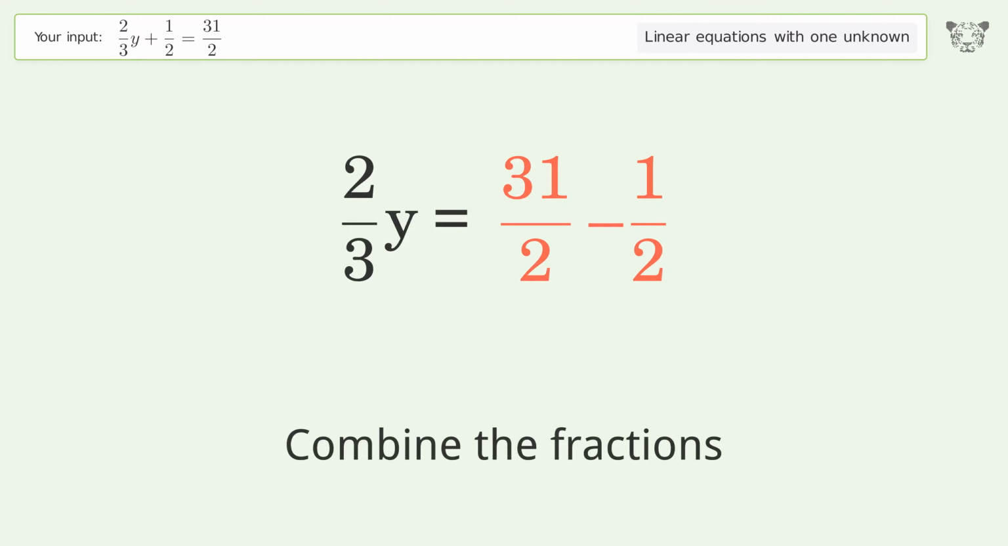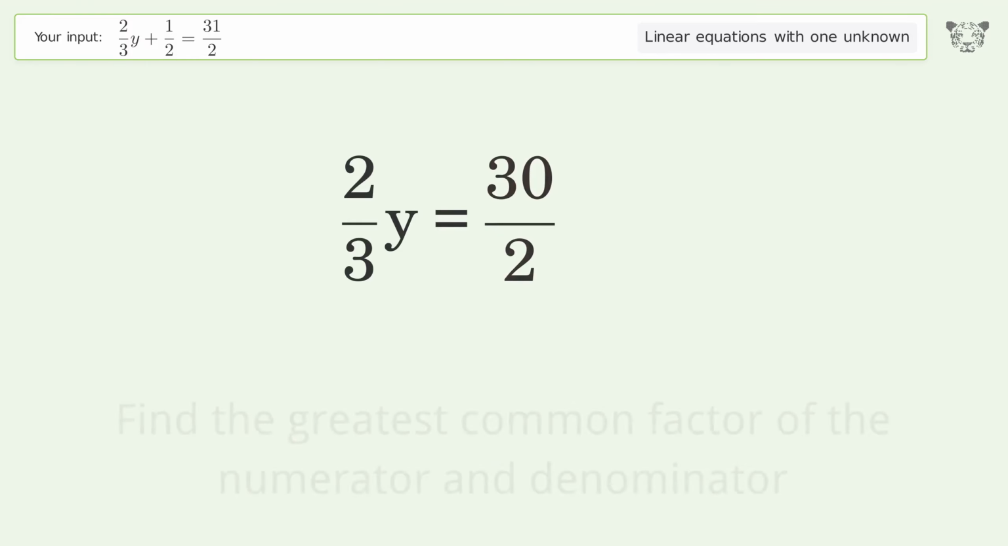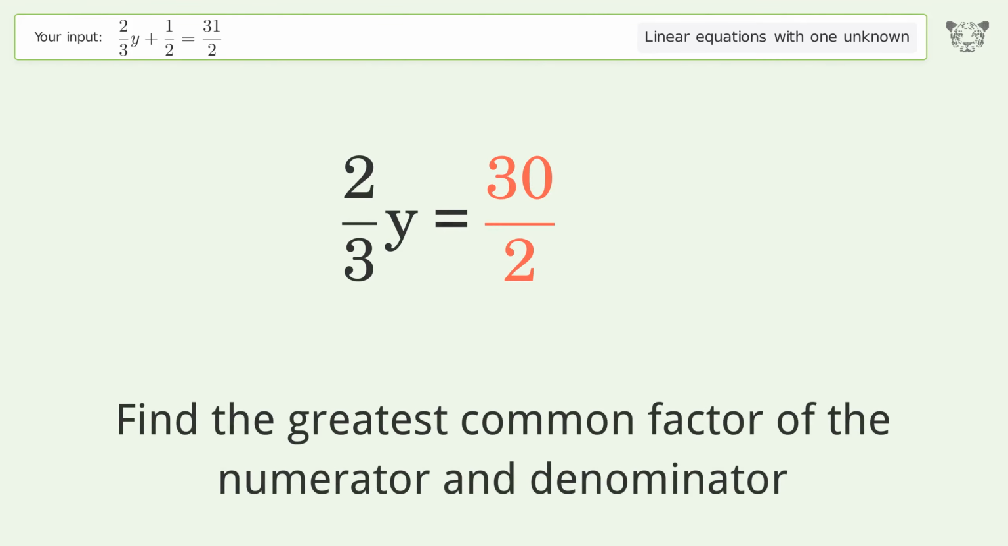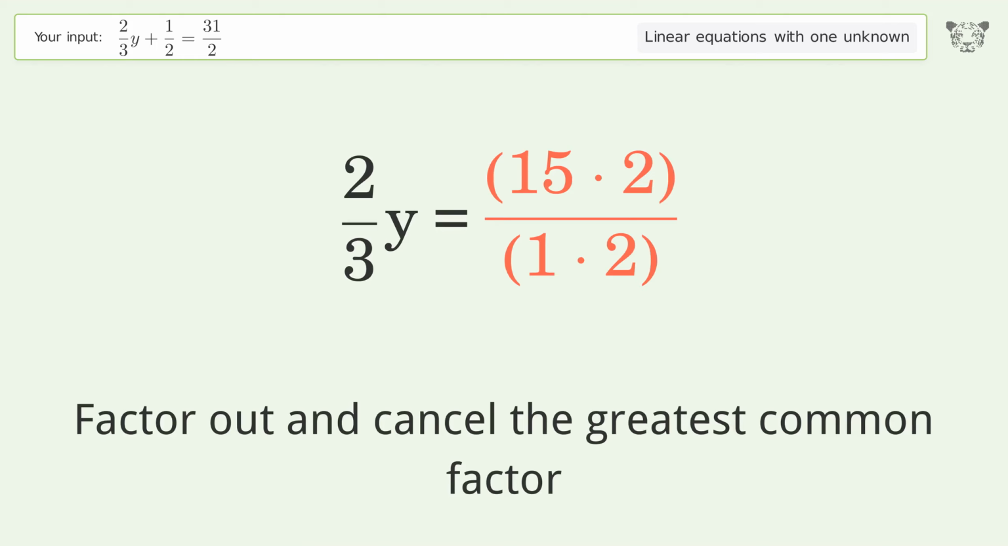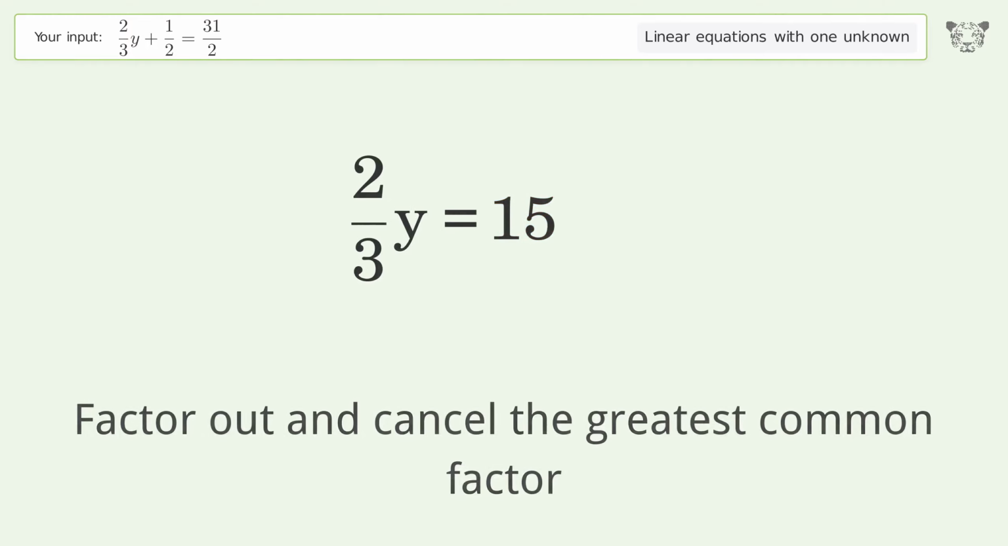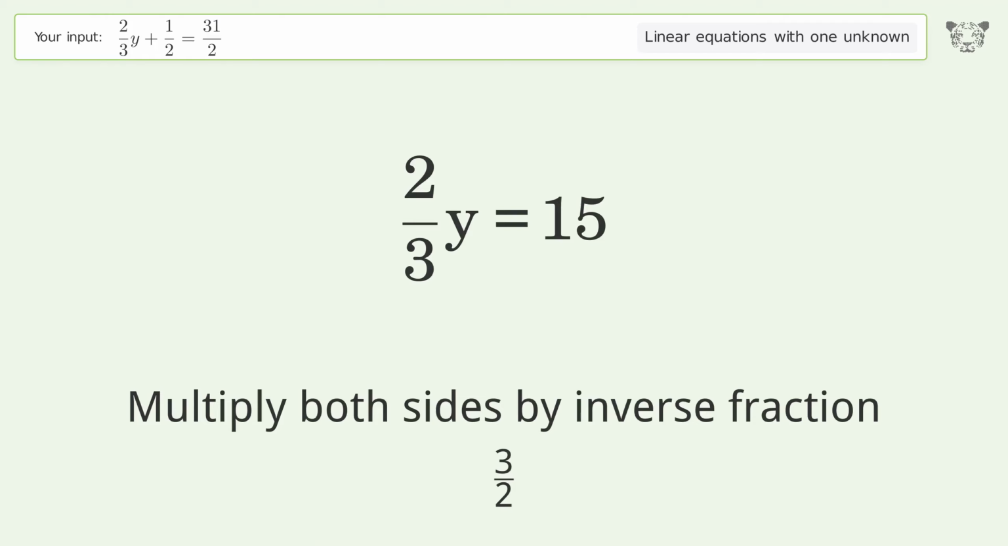Combine the fractions. Combine the numerators. Find the greatest common factor of the numerator and denominator. Factor out and cancel the greatest common factor. Isolate the y. Multiply both sides by inverse fraction 3/2.